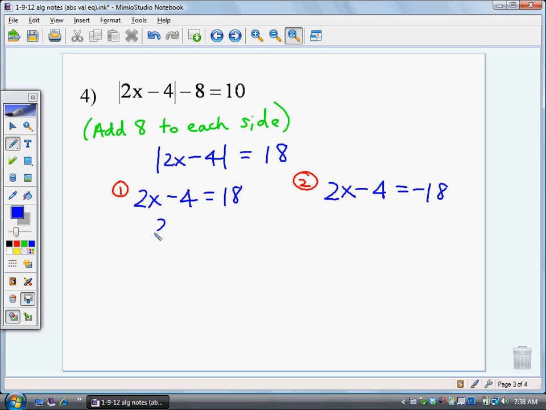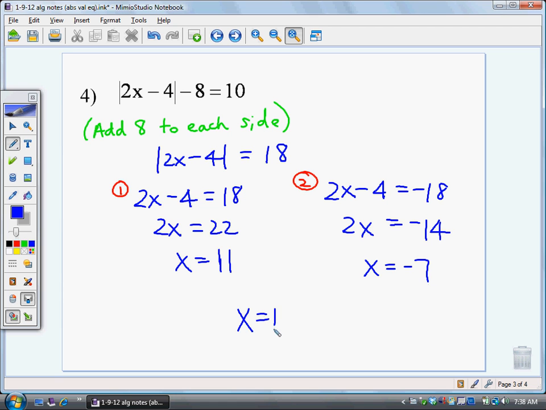On these, you're going to add 4 first. So 2x is equal to 22. x equals 11. And on this one, when you add 4, you're going to get that 2x is equal to negative 14. And therefore, x is equal to negative 7. So the answer is 11 or negative 7.